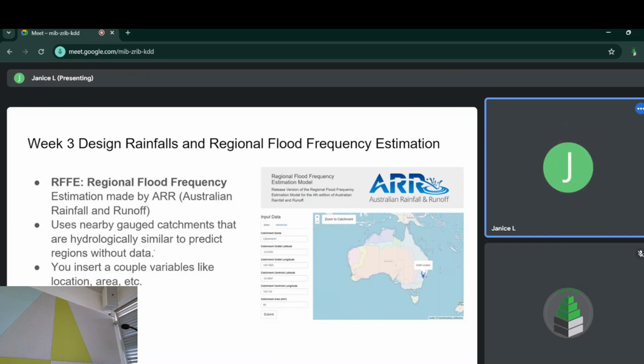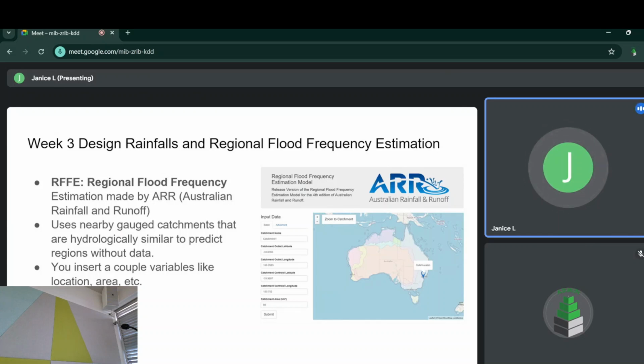But yeah, what this one does is it uses, once again, nearby gauged catchments that are hydraulically similar to predict regions without data. So it's a similar concept to before. And with this one, the outputs are slightly different. Well, quite a lot different. Whereas with the previous one you're looking at depth and duration, for this one you do the same thing.